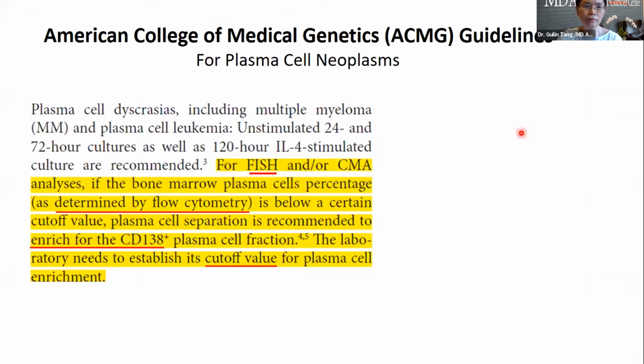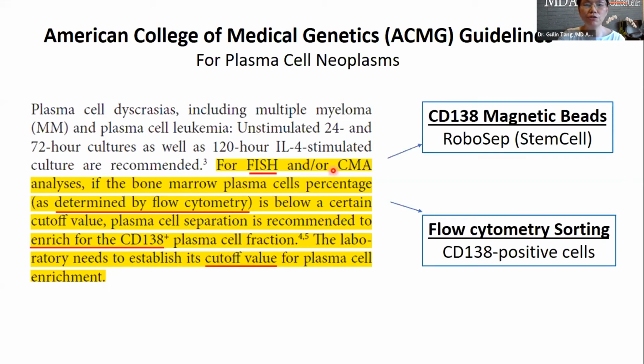So this is the American College of Medical Genetics, ACMG, guideline for cytogenetic testing for plasma cell neoplasms. I just highlight a few keywords. The first one is FISH, right? For FISH, we suggest enriching for CD138 positive cells, and then determining the cutoff by flow cytometry. I'm going to tell you what we have at MD Anderson. We test almost 1,000 cases right now. So it's quite important what kind of cases you want to do and what cases you don't need to do.